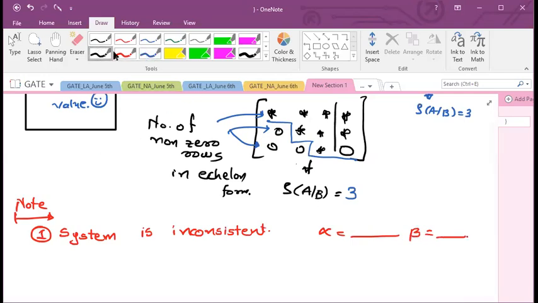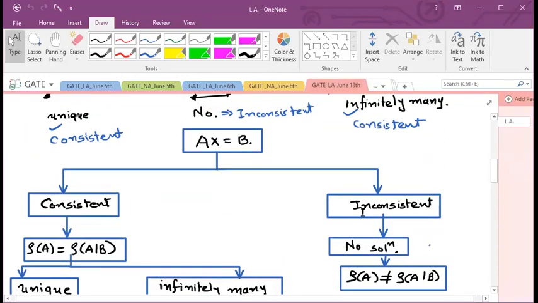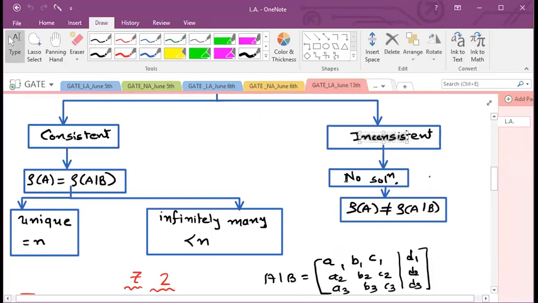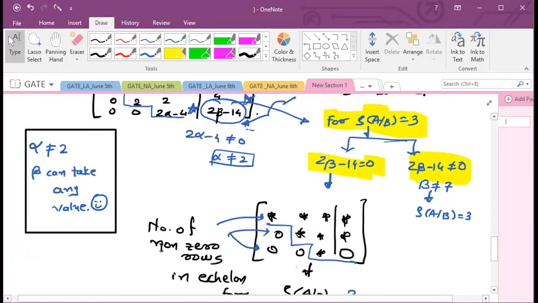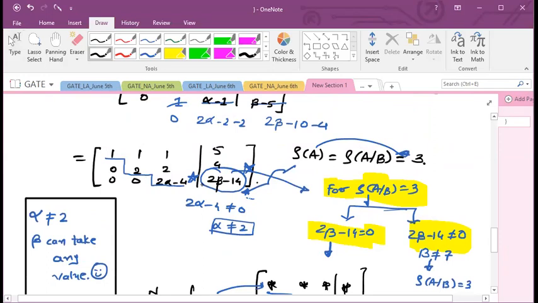So for an inconsistent system of linear equations, as we have seen in the last class, inconsistent means they have no solution. For no solution, your rank of A should not be equal to rank of A augmented B. So what about rank of A, students? Here both ranks should not be the same.